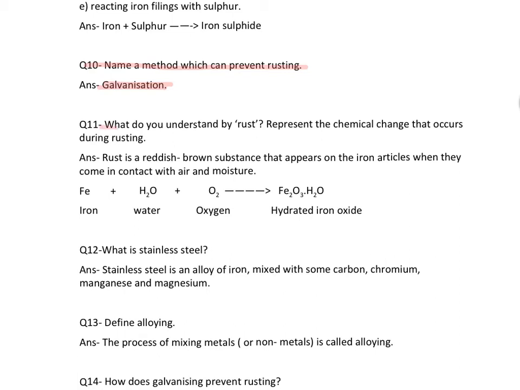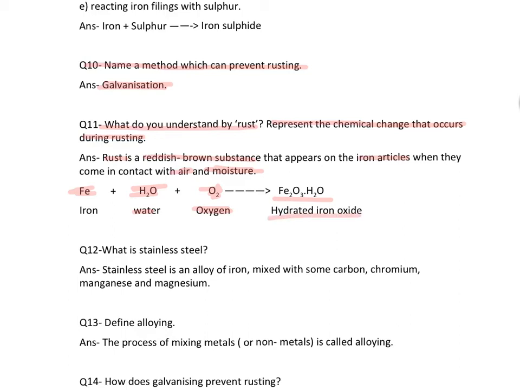Next question. What do you understand by rust? Represent the chemical change that occurs during rusting. So you all know rust is a reddish brown substance that appears on the iron article when they come in contact with air and moisture. Chemically it can be represented as iron, Fe, when it reacts with water, H2O, and oxygen, O2, it produces Fe2O3.H2O, that is hydrated iron oxide.